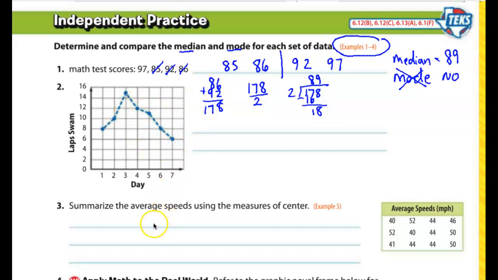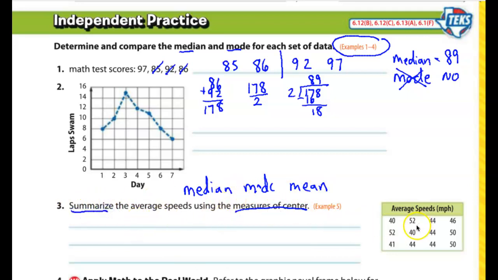Now, for number 3, it says to summarize the average speeds using the measures of center. It does not specifically say which ones, so you have to use all the ones we know so far. So we're going to have to actually find the median as well as the mode, but also what we did the other day, which is the mean. We're going to have to try all three things, and then we're going to compare them and summarize and describe how they're similar, how they're different.